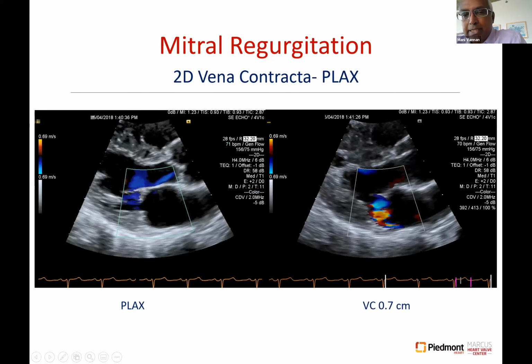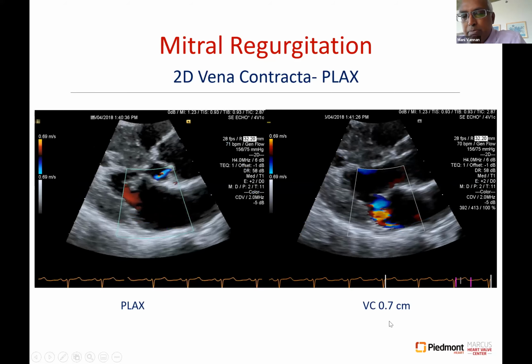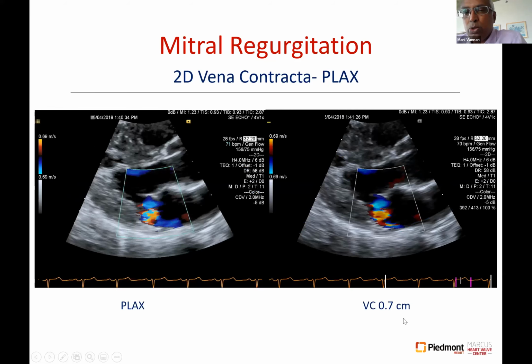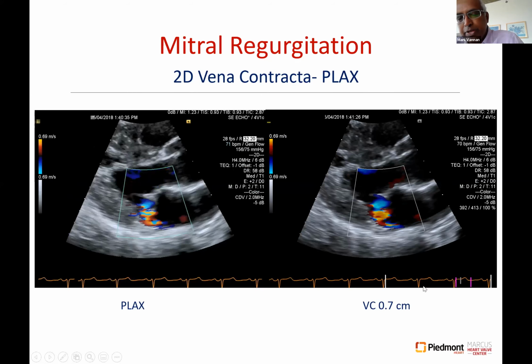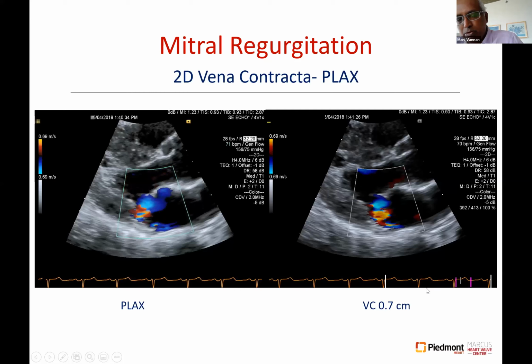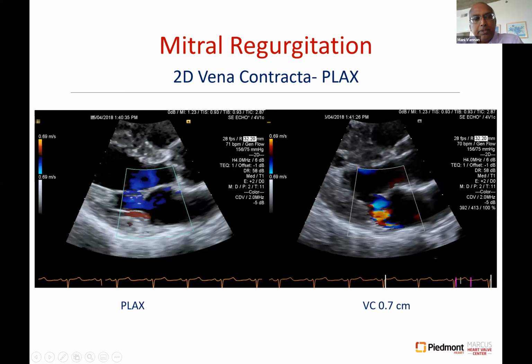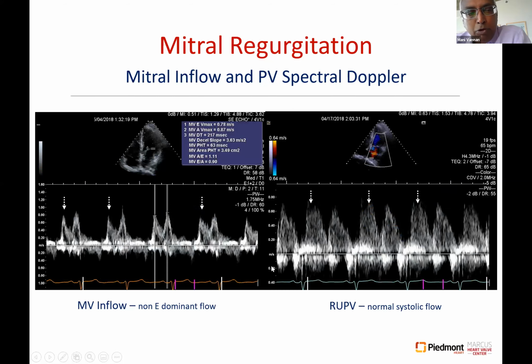2D vena contracta is 0.7 centimeters. Again, as the TEE showed, that confirms, that leaves us somewhere in the severe range, call it moderate to severe or severe. Mitral inflow pattern is not E dominant flow. If anything, it's slightly A dominant flow, consistent with not severe MR.